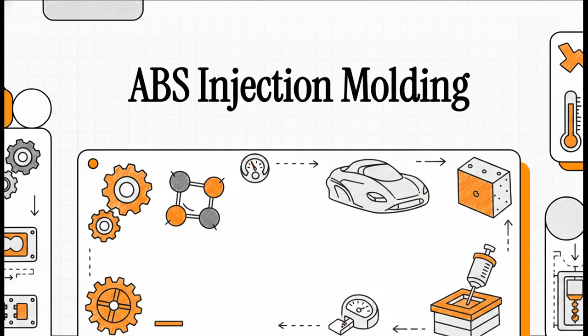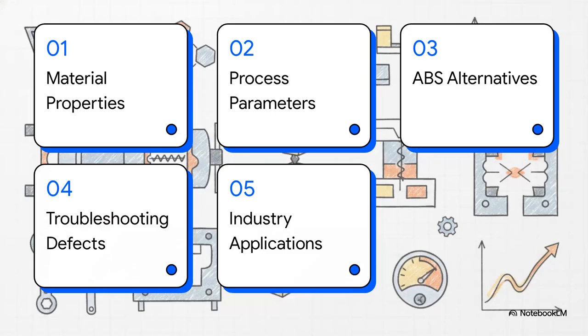And to get that flawless Class A surface finish and hold those incredibly tight tolerances we all want, it requires some seriously precise process control. So today we are putting together the ultimate technical brief on ABS injection molding. Okay, let's dive right into our roadmap for today. First, we'll cover the ABS material properties profile, then injection molding process parameters, followed by comparing ABS alternatives, troubleshooting common molding defects, and finally, engineering and industry applications.